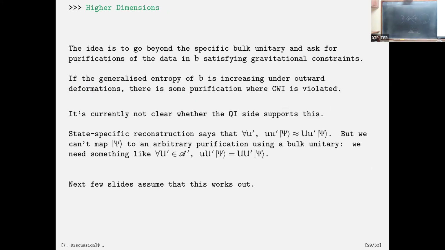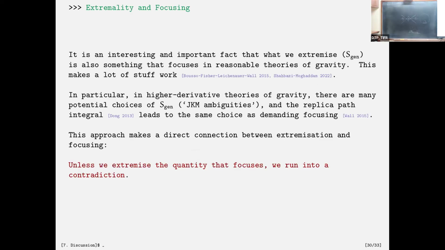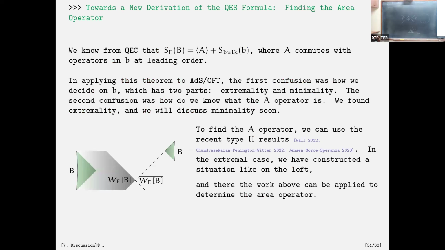Good. In higher dimensions, the audience already kind of guessed. Basically, you want a version of the SSPU reconstruction, but where you allow for boundary unitaries on the other side. Then you basically want to say, okay, there is some initial data on a null surface which violates CCW, and then connect it to extremality and focusing. That is what I want to do.